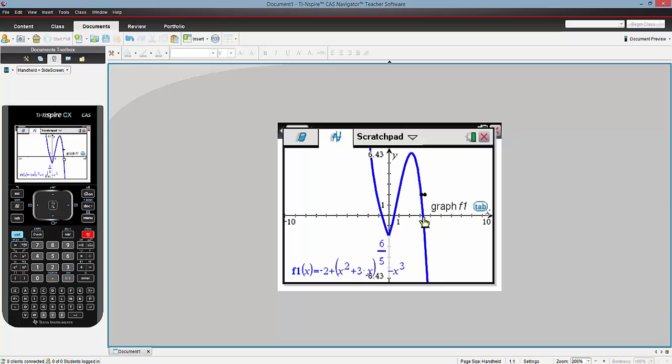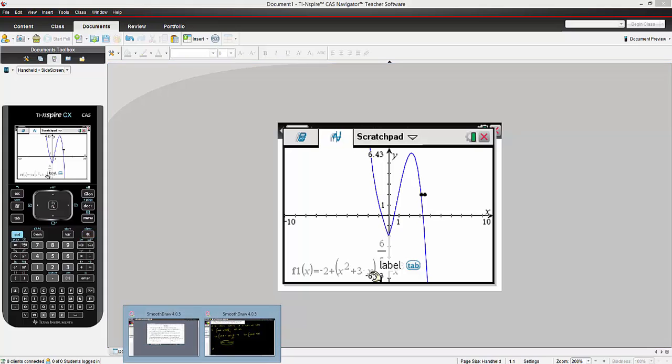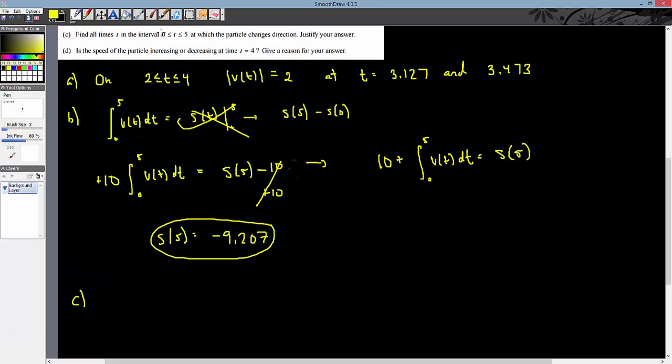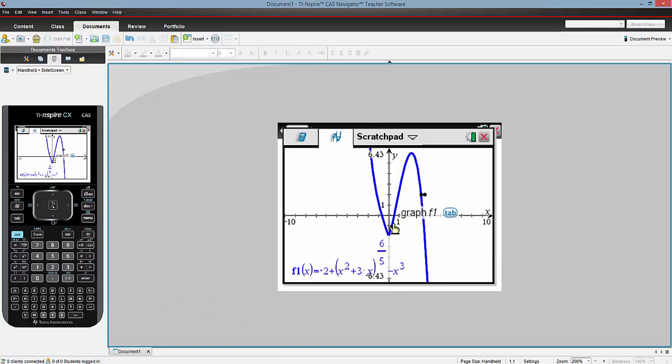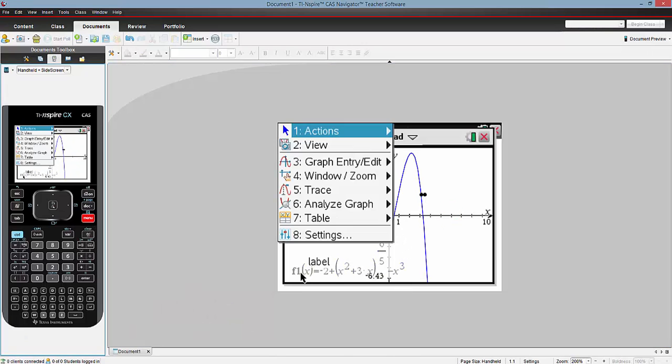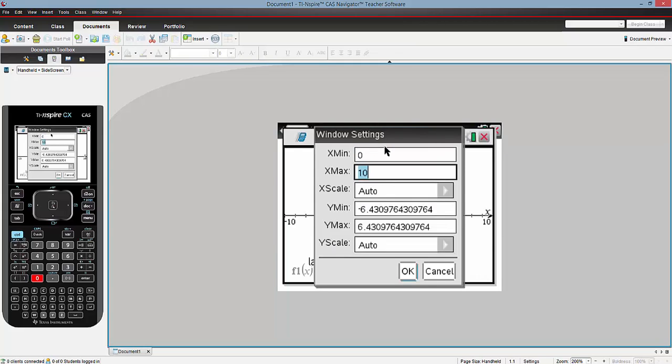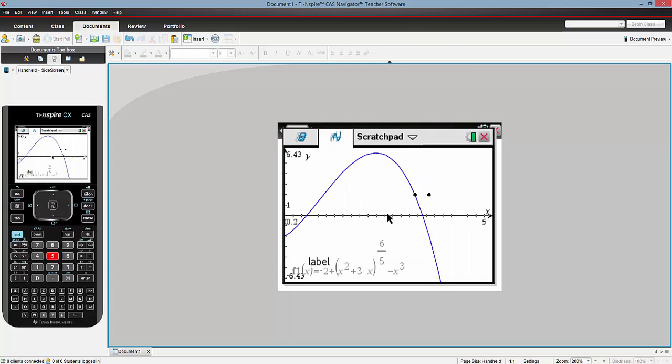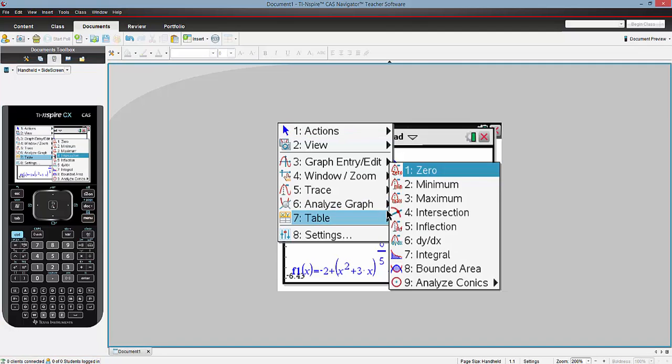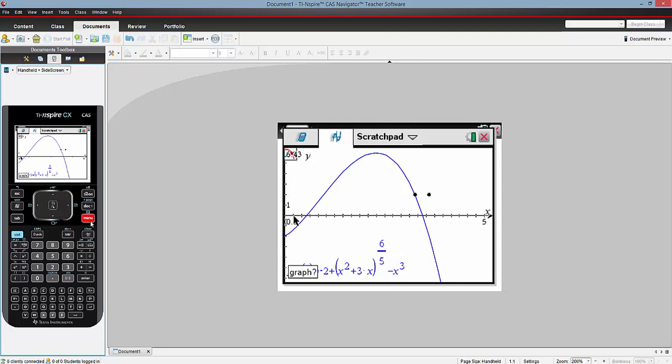So it looks like in 3 places, but remember, the question's just asking you on 0 to 5 where it's changing directions. So it looks like we're only going to switch our window from 0 to 5. So it is only going to change directions twice. So let's find out where that happens. We go to Analyze Graph, not intersection, sorry. Analyze Graph, Zero.